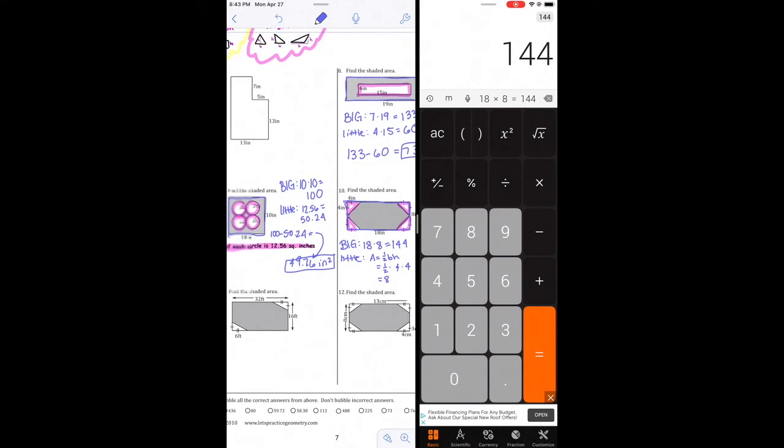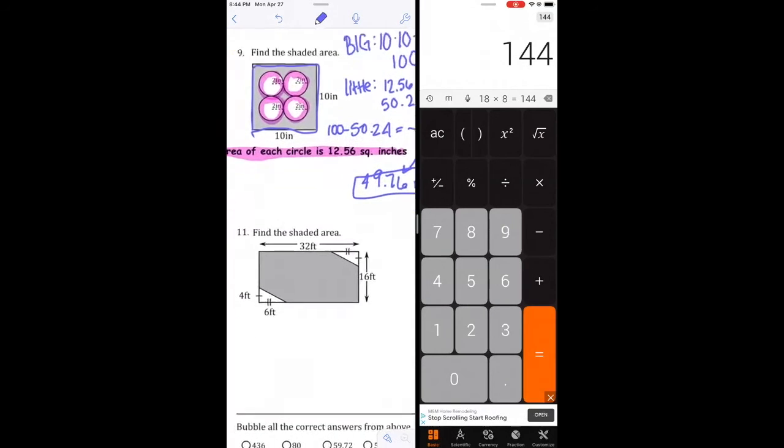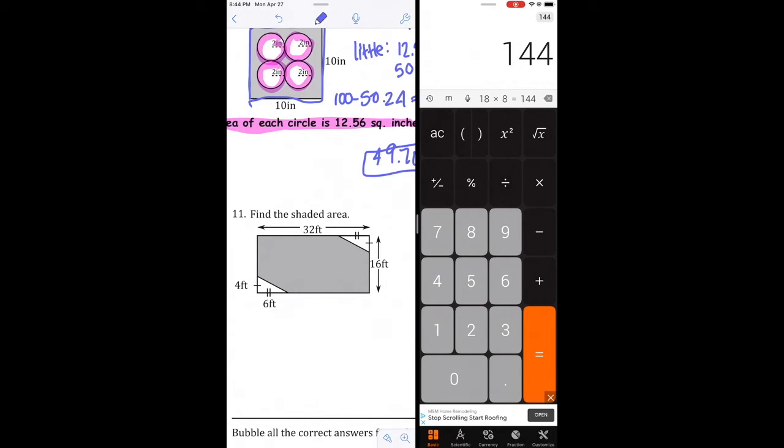Okay, so number 11 is similar to the one we just did. This one only has 2 triangles though. See if you could pause the video and give this one a try. All right, hopefully you've given this a try. Same strategy. I'm going to use the big blue rectangle minus my cutouts. This time I only have 2 of them. So I have 1 big rectangle and 2 little triangles to subtract.